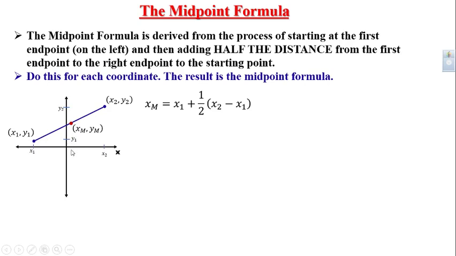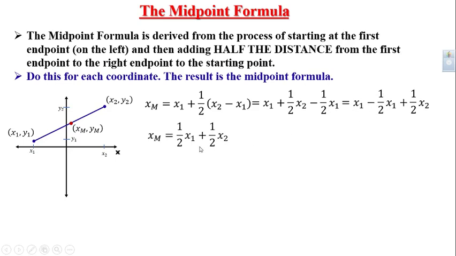And all I have to do is find out what that distance is and add it to the one on the left. So I start over with x1 and add half the distance between x1 and x2. I do x2 minus x1 because right minus left. Once I do that, I distribute the half, and then I combine like terms. x1 and negative half x1, those get put together. x1 minus half x1 is positive half x1. And then, of course, half x1 plus half x2 could be written as x1 plus x2 over 2. So that's how we get the x coordinate.